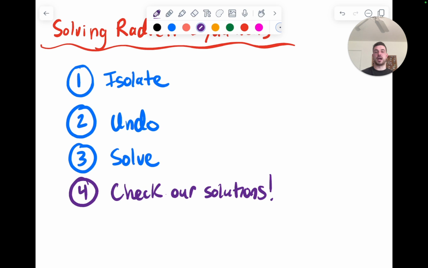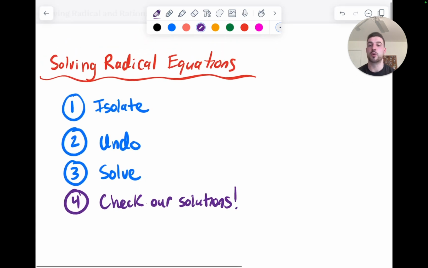Sometimes when we are solving these types of equations, the methods we use to solve lead us to getting extra solutions that might not actually work. Those are called extraneous solutions, and we'll take a look at that a little bit later on.